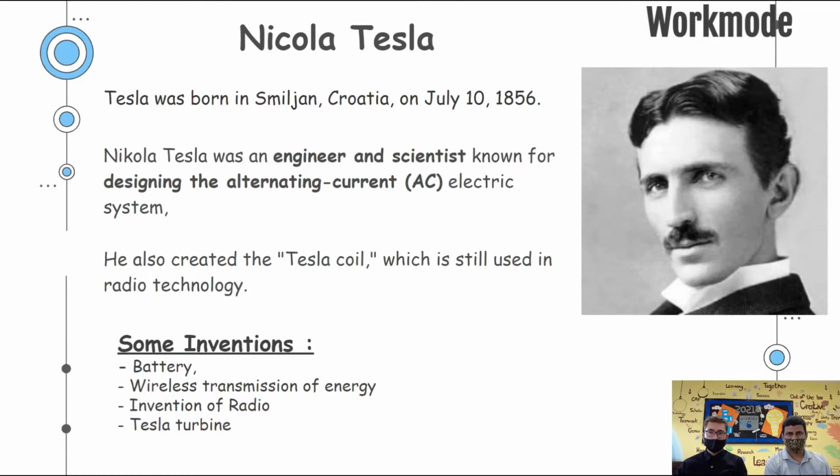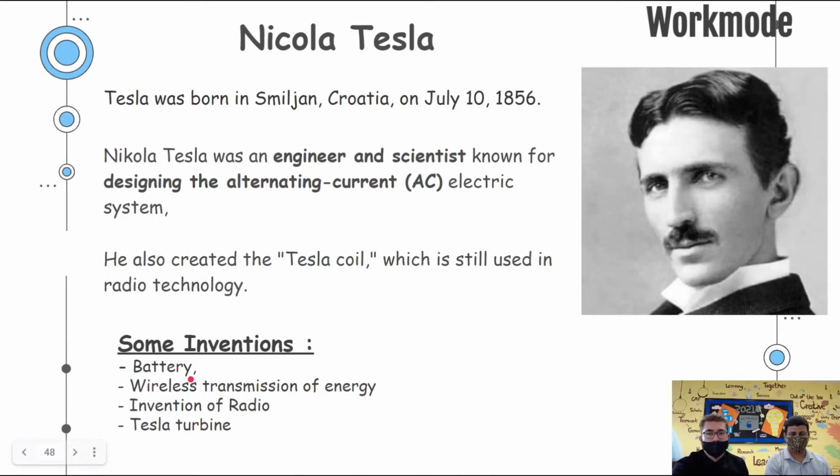So let's go one by one. Nikola Tesla was born in Smiljan in Croatia on July 10, 1856. He was an engineer and scientist, known for designing the alternating current electric system. He also created the Tesla coil, which is still used in radio and technology. Some other inventions are the battery, wireless transmission of energy, the radio, and the Tesla turbine.